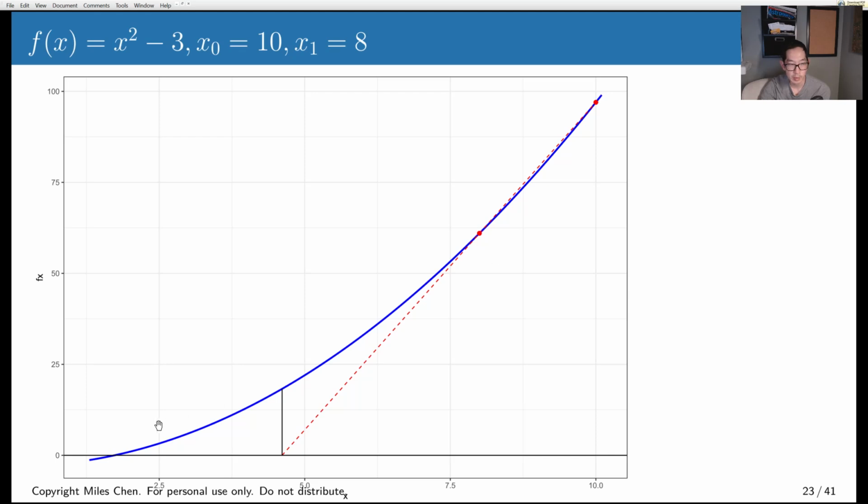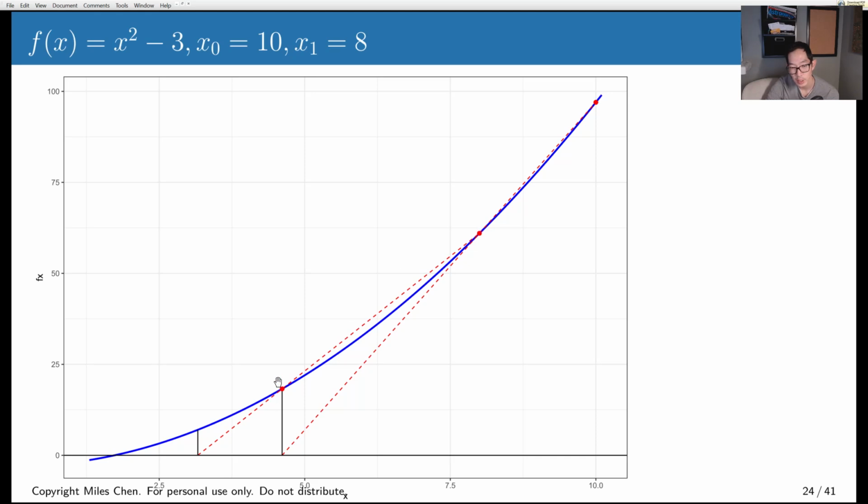So here, I've got my function x squared minus 3. I'm going to start off with location 10, x0 is 10, and this would be 97, and then x1 is going to be 8, 8 squared minus 3 gives me 61, and so here I have a dot, 10 comma 97, and 8 comma 61. I join those with a straight line, and I trace that straight line all the way down, and that takes me to whatever this location is, okay? And now that I have that location, I plug that in. I don't know what this is, something around 4-ish, okay? And I plug that into the function, and then now I'm going to use 8, okay?